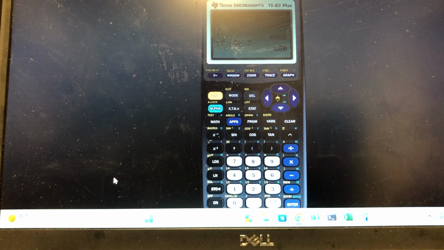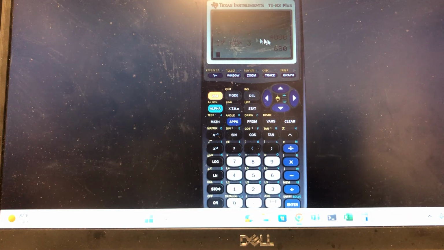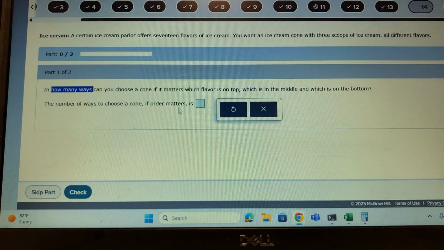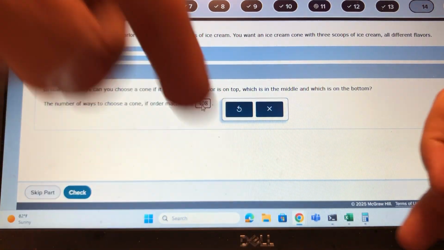If you're like, "I'm going to eat them all anyway, what difference does it make what order they're in?" then you could treat that as a combination. How many ways? See, that's different than probability. Probability is where you have to get the good over the total, but "how many ways" is this a permutation or a combination? How many ways can you choose a cone if it matters which flavor is on top, in the middle and the bottom? In other words, which one does order matter? Order matters is a permutation. So there's 4,080 different ways to make the ice cream cone if you consider the order important on which one's on top, which one's on bottom.